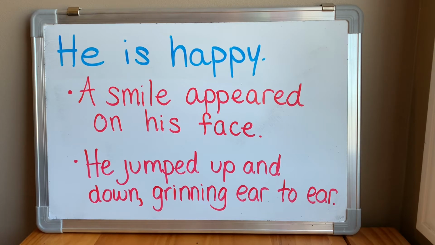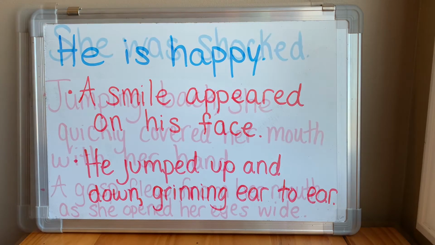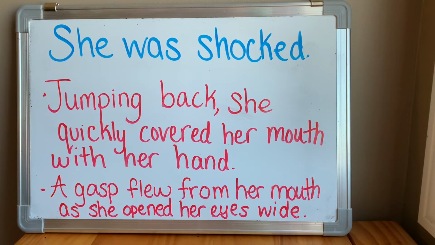The first suggestion reads, "A smile appeared on his face." When someone reads a sentence like that, they're going to make the inference that, oh, if there's a smile on his face, he must be happy. The second suggestion I came up with reads, "He jumped up and down, grinning ear to ear." Again, when you hear that someone is jumping up and down or they're grinning ear to ear, you're going to make the inference that they are happy. So we're able to express how our character is feeling by showing them instead of telling them that he is happy.